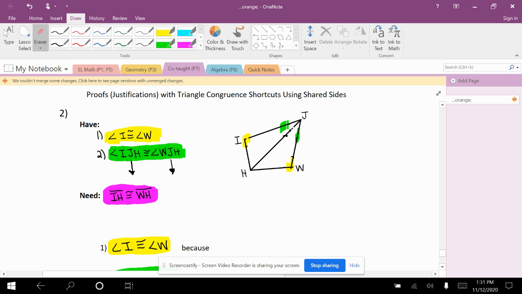This video is on proofs with triangle congruence shortcuts using shared sides.